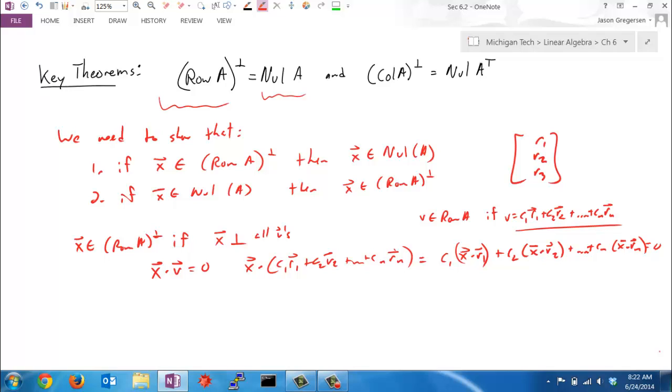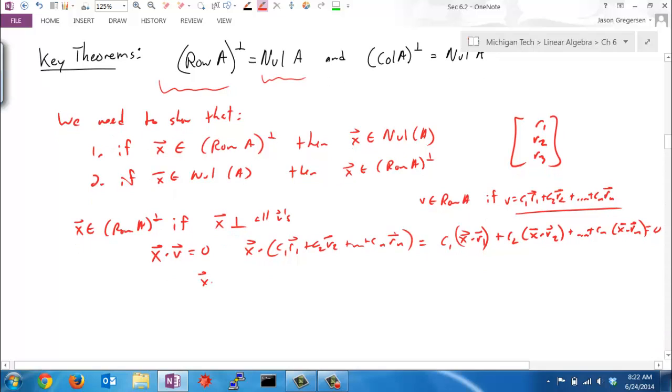All these dot products are 0. Each one of these has to be 0, because this is true for any values of C. So 2 of these, negative 4 of these, 6 of these, doesn't matter. No matter what combination of C values we pick, it's always equal to 0. Well, that's only going to work if each one of these dot products is equal to 0. So what we're finding now is that all of these dot products are equal to 0.